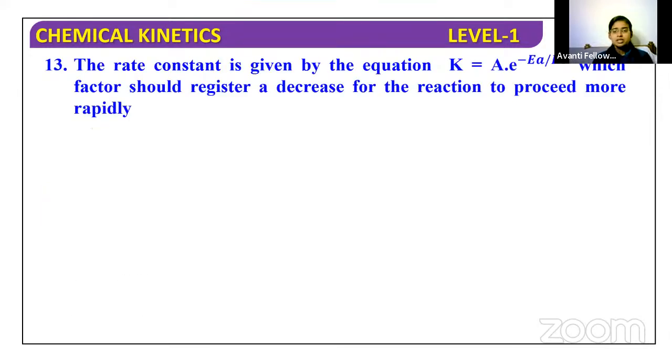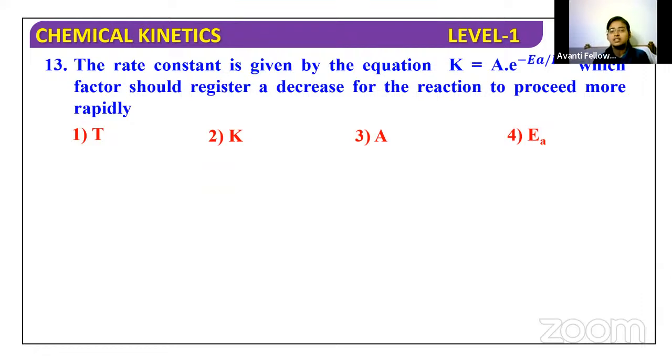Now next, coming to question number 13. The rate constant is given by the equation K is equal to A into e power minus Ea by RT. Which factor should register a decrease for the reaction to proceed more rapidly? So this is an Arrhenius equation. If the reaction has to occur very fast, then which factor has to get decreased? Temperature, rate constant, A, the frequency factor, and at last, activation energy.